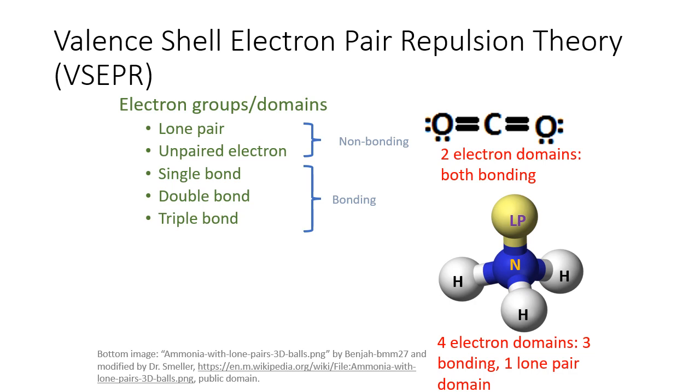Now, I mentioned unpaired electrons as another possible domain. If you remember the exception to the octet rule where you have an odd number of valence electrons, that is the unpaired electron. Unpaired electrons count as their own domain and they're highly reactive. In fact, they're referred to as free radicals. In case you were wondering, that is what a free radical is. It has an unpaired electron.